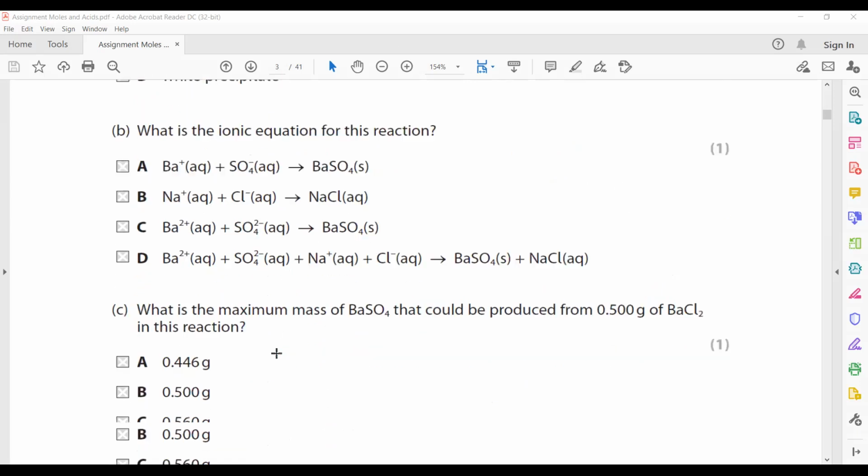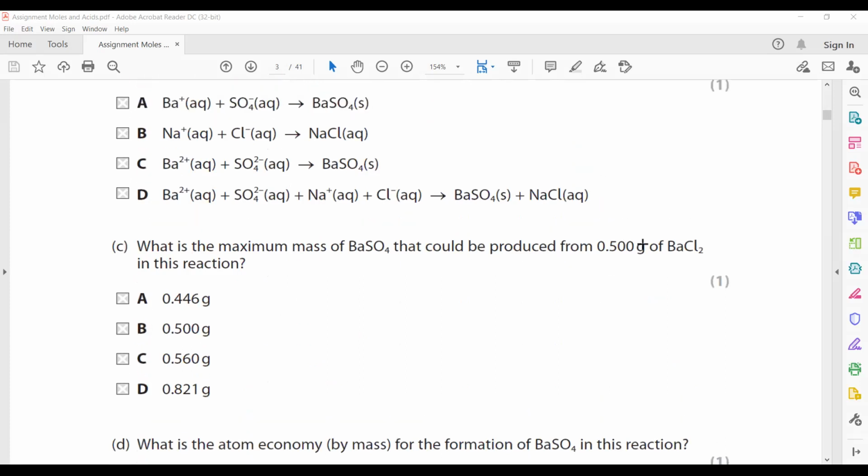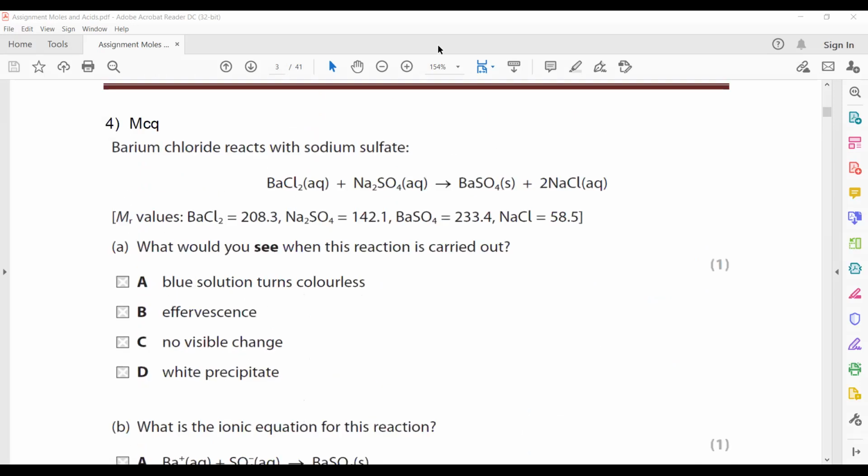Then what is the maximum mass of barium sulphate that could be produced from 0.5 gram of barium chloride? So we can take the mass ratio. We have barium chloride and we need barium sulphate. For barium chloride, the mass is 208 and it is only 1 mole. For barium sulfate, the mass is 233.4. So the ratio of the mass for barium chloride to barium sulfate is 208.3 to 233.4.